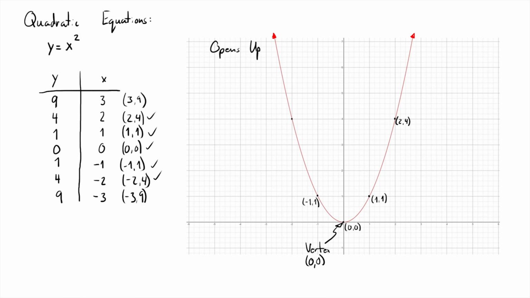Okay, and going along with the vertex, we know that the axis of symmetry runs through the vertex vertically. So if I were to draw this sort of dotted line here right on the y-axis, this is what we would call the axis of symmetry.